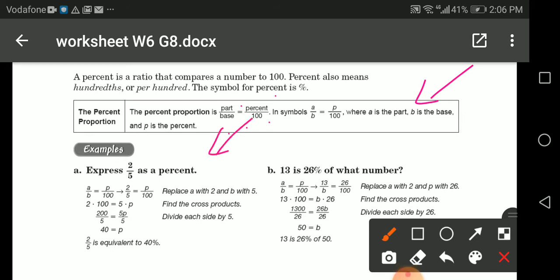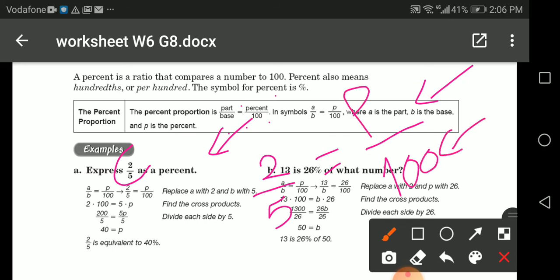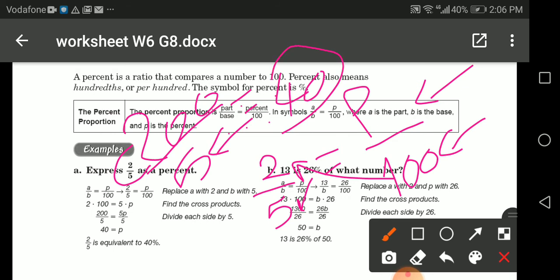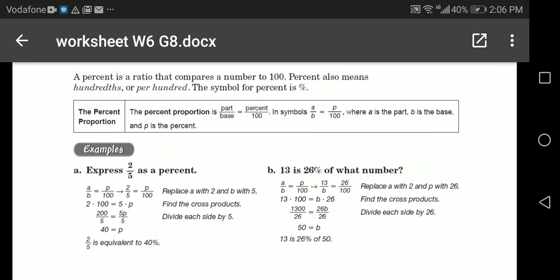Let's see the example. 2 over 5 as a percent. He asks you to write 2/5 as a percent. So we have here 2/5, okay, and I need here to know 100 and the part. So it's very easy to do it. I will multiply 100 times 2 over 5. So 200 over 5 will give me 40. So P will be 40.